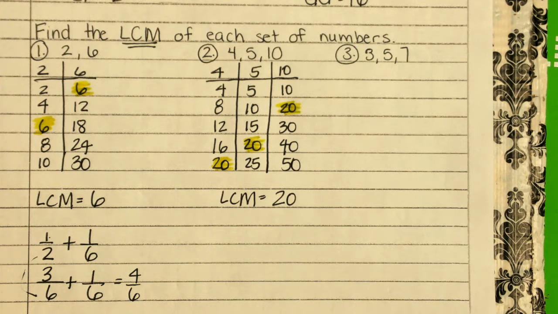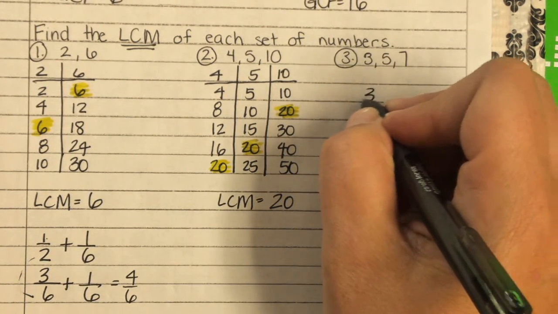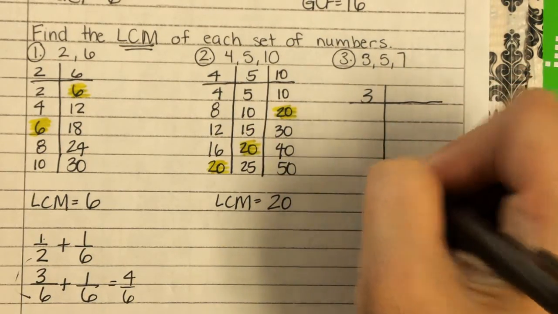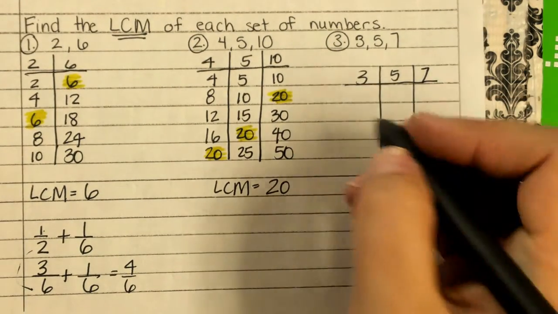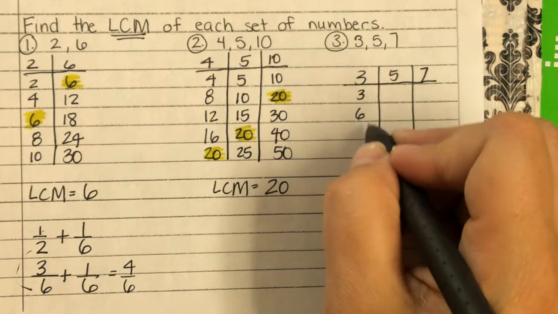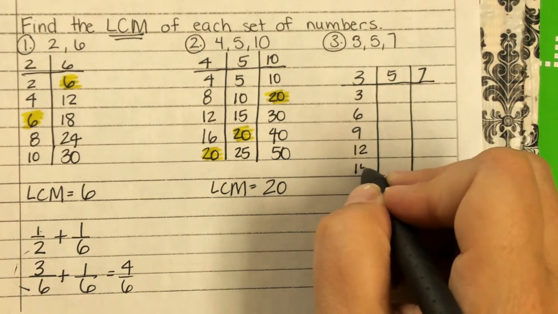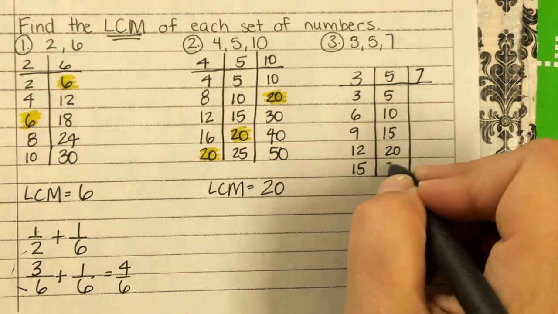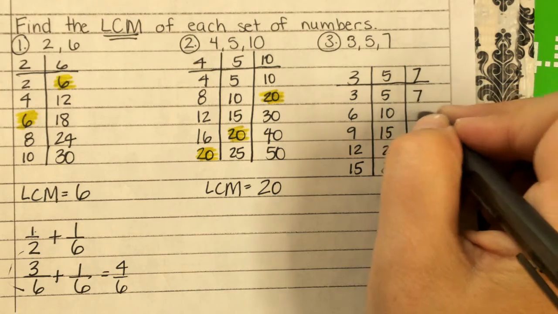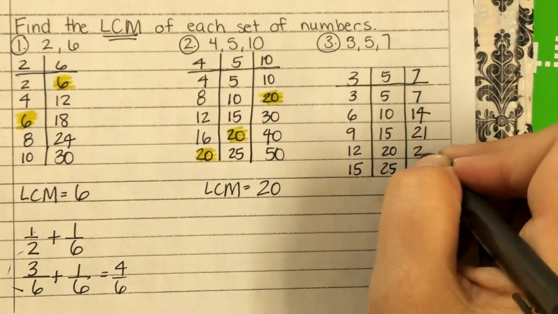Is there a way that none of them have a least common or greatest common? You will eventually get to one, and we're going to do the next one for that example specifically, okay? So let's look at the next one. So we've got 3, 5, and 7, okay? Skip counting by 3's. 3, 6, 9, 12, 15, 5, 10, 15, 20, 25, 7, 14, 21, 28, and 35.